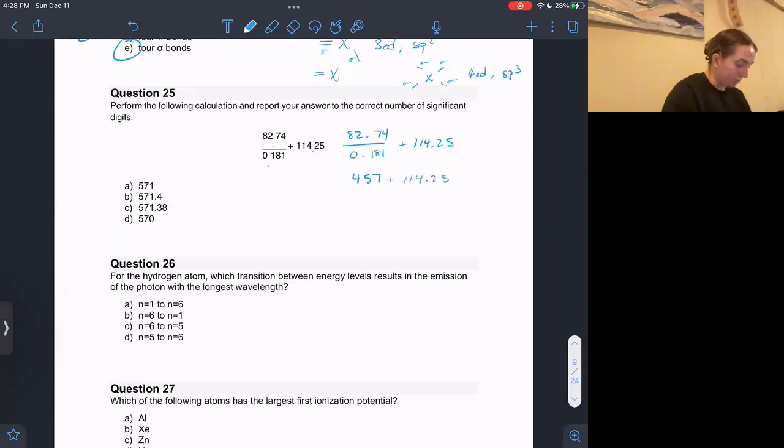And then I'm going to add 114.25. But it's going to go to the least number of decimal points here, which is going to be what I just did from the division. So should only be 571, no extra decimal points. I don't need a decimal point technically because the 1 makes it significant, but if it was a 0, then I would need a decimal point. So I like A here. A should be my answer.